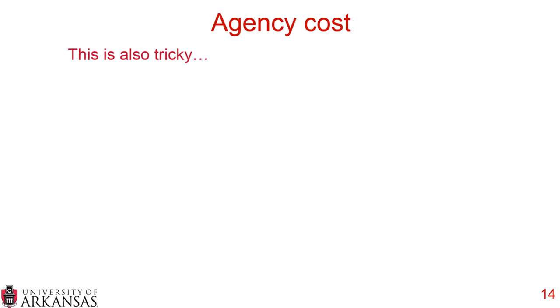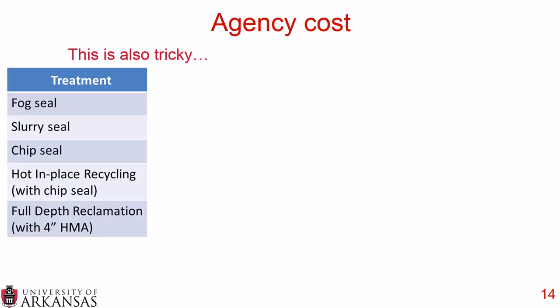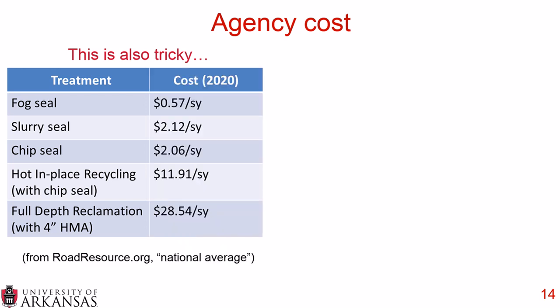Now, if we do start to establish potential lifespans, we then need to talk about the agency costs. And this is also tricky. From roadresource.org, we're going to look at the same 4 treatments. And in 2020, roadresource.org gave national averages for each one of these treatments. So you can see a fog seal's 57 cents a square yard, all the way down to FDR with 4 inches of HMA is 28.54 a square yard.